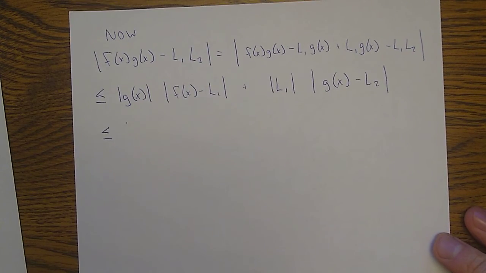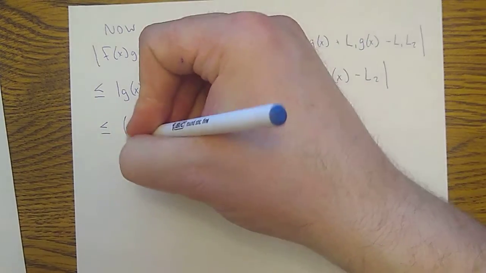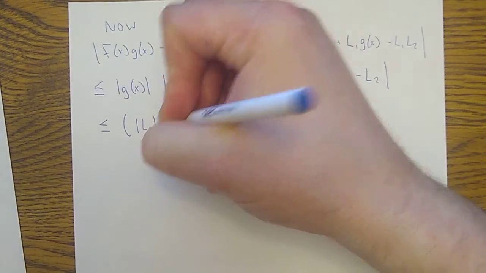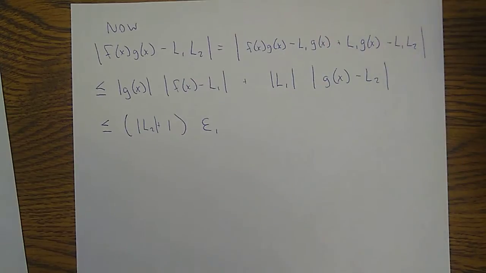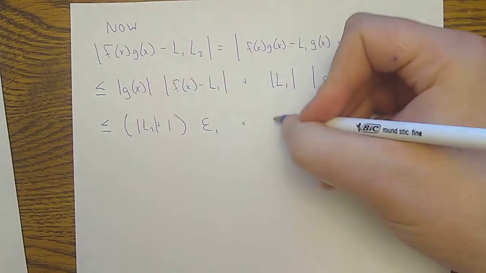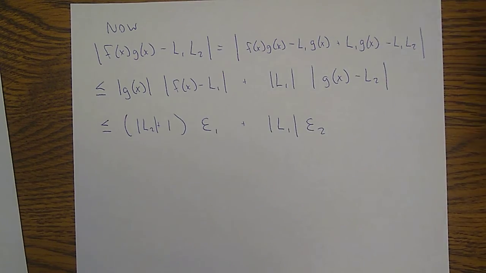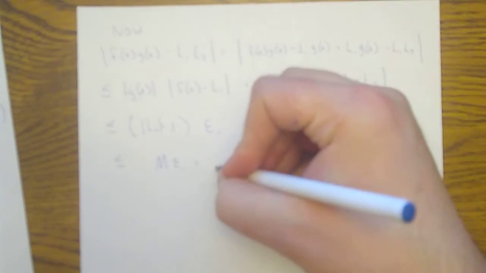So yeah, maybe now I'm a bit more ready to go back to where we were. This is at most, let's see, what did we say? L2 plus 1. This is at most epsilon 1. Plus L1 epsilon 2. And since we said M is the max of these two, I can replace this one with M and this one with M.